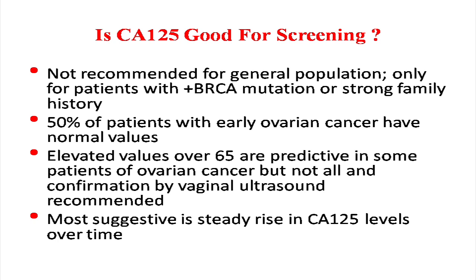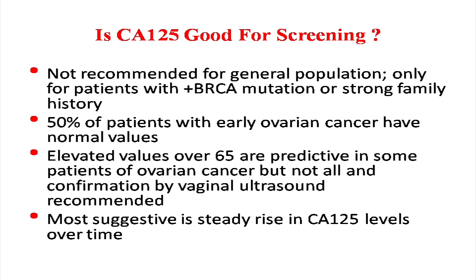Most suggestive of an ovarian cancer, either a new ovarian cancer in a previously unaffected patient, or in a patient with known previous and previously treated ovarian cancer that the ovarian cancer may be coming back, is a steady rise in the CA125 levels over time. We do see patients that have abnormal CA125 values, 50 for example, but each month it's 50, the next month it's 51, the next month it's 49, the next month it's 52.